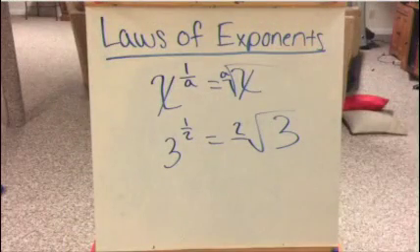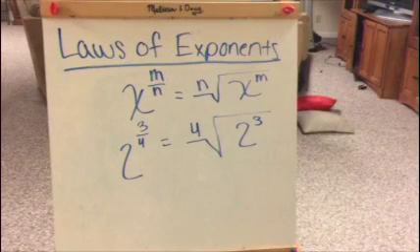The next law is x to the 1 over a equals the a-th root of x. This can be explained by this example that 3 to the 1/2 equals the square root of 3. Basically that it is just the inverse.